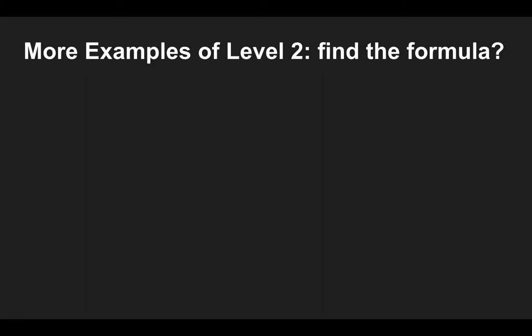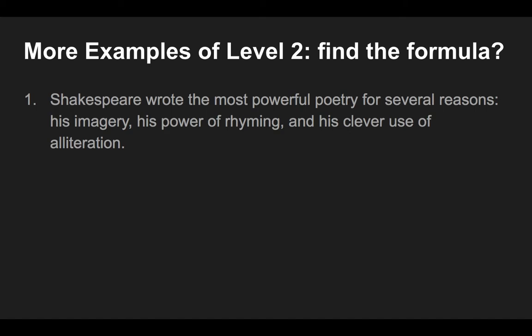All right, last slide here of our presentation: more examples of our level two sentences. I'll open the sentence example, and then I'll take a minute and ask, what formula is this? While you're watching the video, just try quickly to identify which of these three new formulas we're looking at. Example one: Shakespeare wrote the most powerful poetry for several reasons: his imagery, his power of rhyming, and his clever use of alliteration.